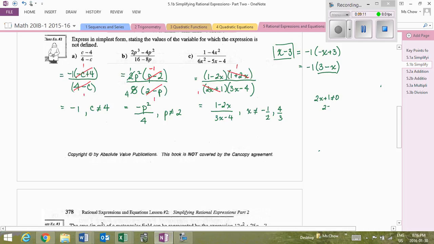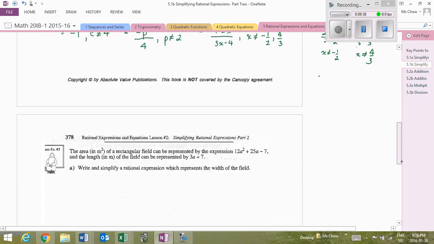and therefore 2x cannot equal -1. Divide both sides by 2. And so we can see clearly then x cannot equal -1/2. Similarly, 3x minus 4 cannot equal 0, so 3x cannot equal +4, and divide both sides by 3, so x cannot equal 4/3. Great.